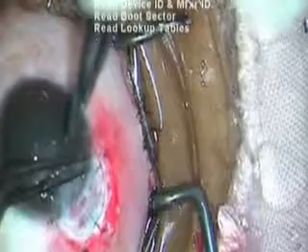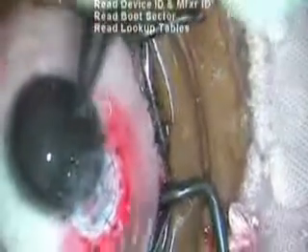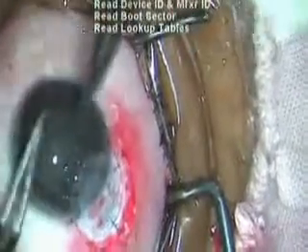Post-operatively, the patient received topical steroid and antibiotics. The sutures were removed approximately 3 to 4 months after surgery.